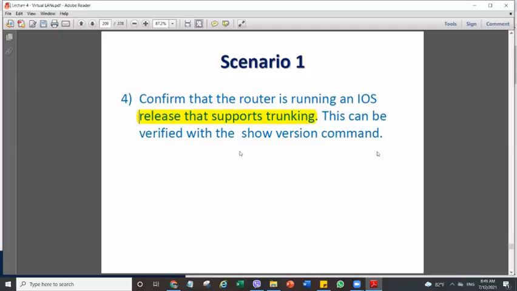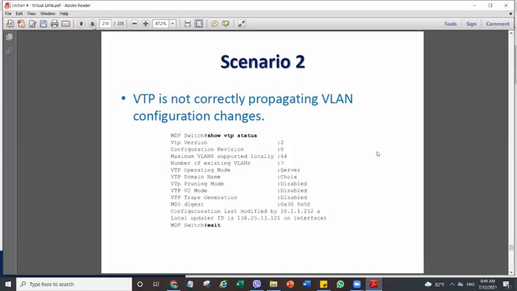In the simulation environment, we can find whether those commands are available or not. If those are available, that means the trunk feature is there, otherwise not. This can be verified with the show version command. So show version helps you to understand whether it supports trunking or not.